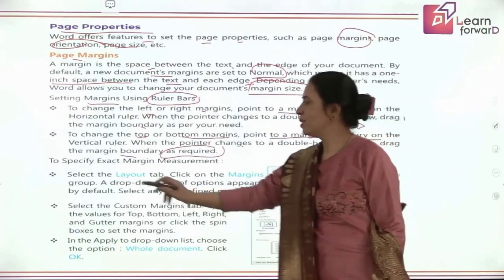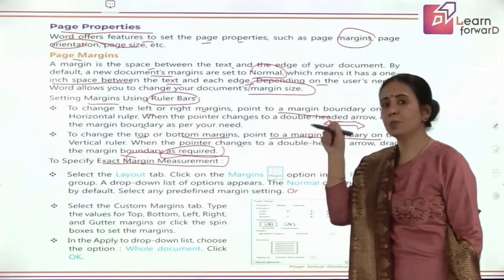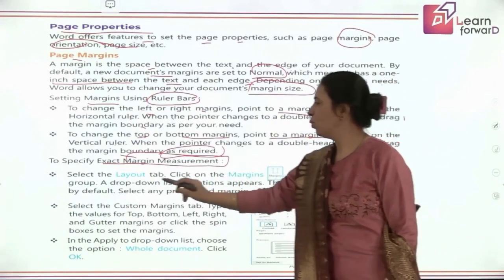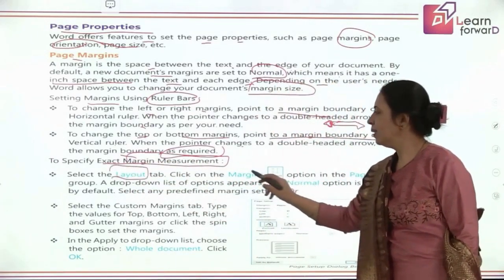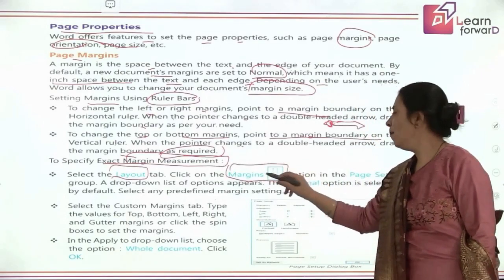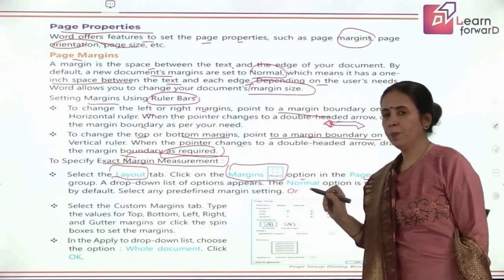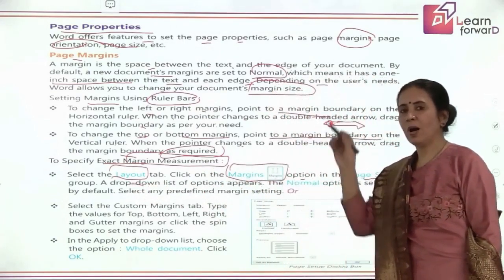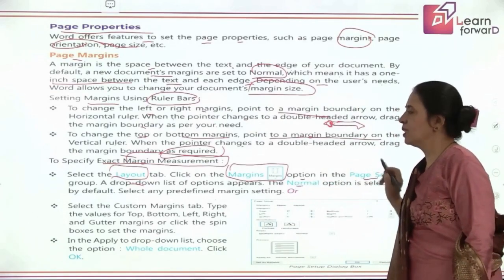Now, to specify the exact margin measurement, where you know we want this much specific margin of your left and right document, for that, you have to click on the layout tab. You select the layout tab, and in that you have a click. This is the margin. You just click on the margin option, which comes in the page setup group. Okay. Now there is a drop down list of the option which appears to you. This is a drop down. So there is a normal option which is selected by default.